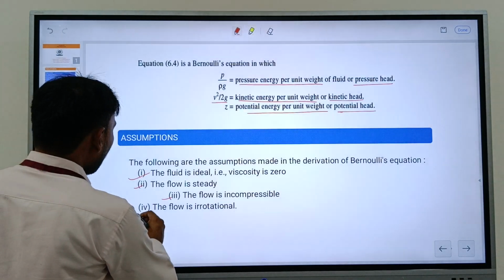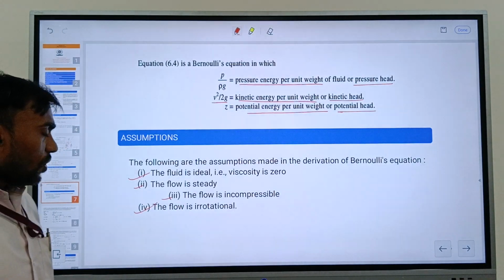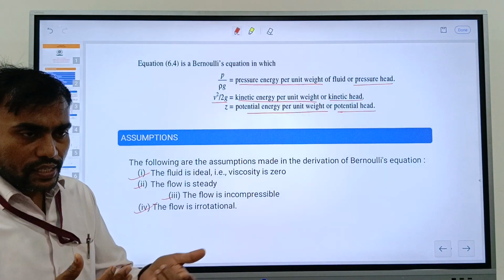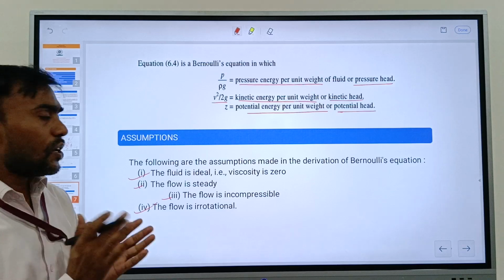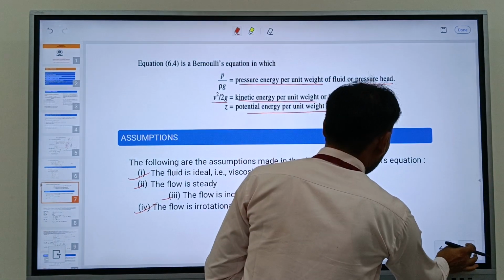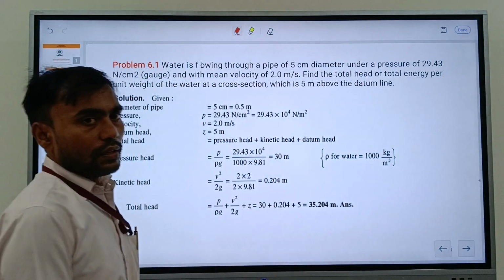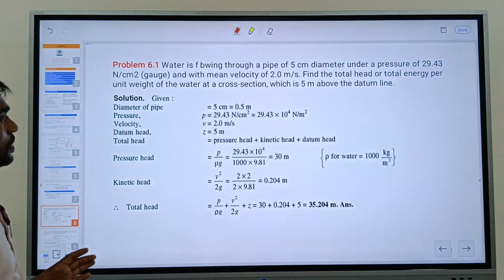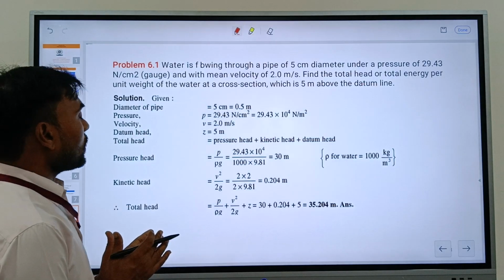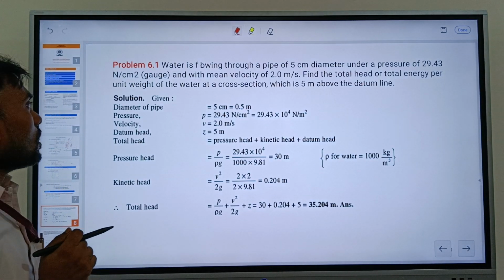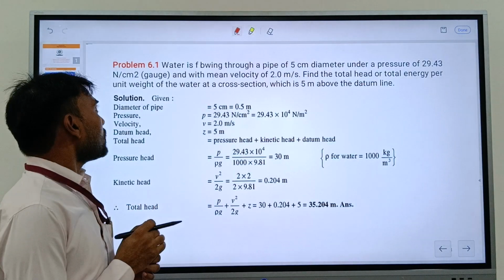The flow is irrotational, means fluid does not rotate around its own axis during the fluid motion. So these are the basic assumptions made during the derivation of Bernoulli's equation from the Euler's equation, which are very much essential to learn and remember. Now let us discuss a general problem based on the previous derivation.